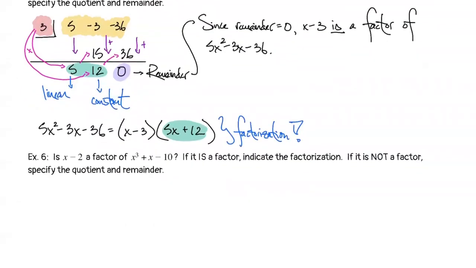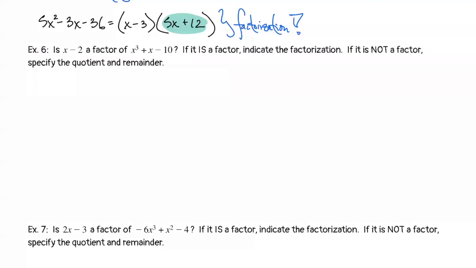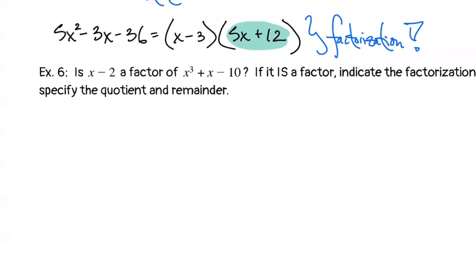All right, let's go ahead and take a look at example 6 right here. Example number 6: is x minus 2 a factor of x cubed plus x minus 10? If it is, indicate the factorization. If it is not a factor, specify the quotient and remainder. All right, so I'm going to set up my little half square right here. What number is going to go inside that little half square? Yeah, that's going to be a 2.